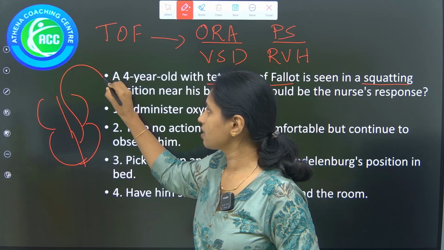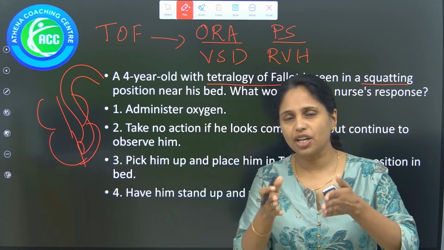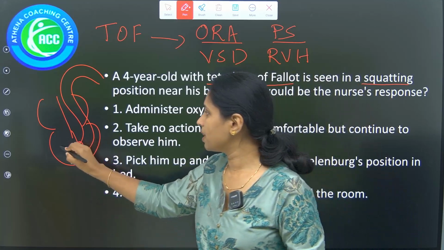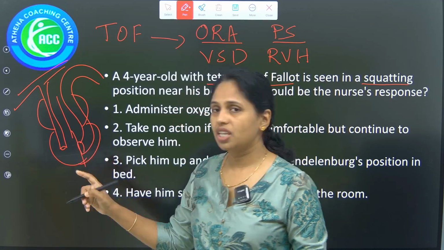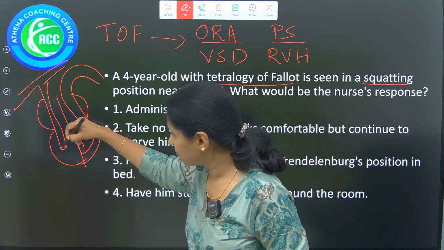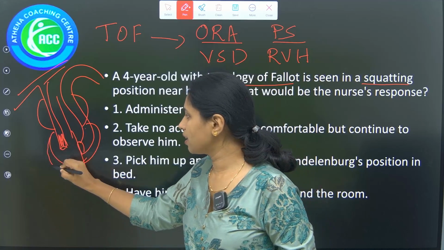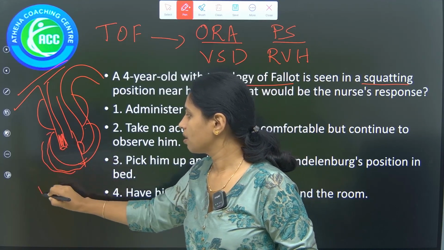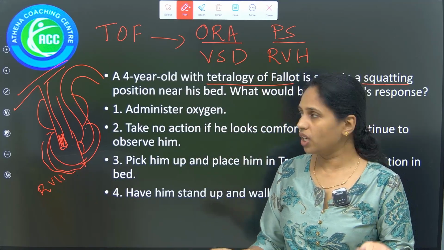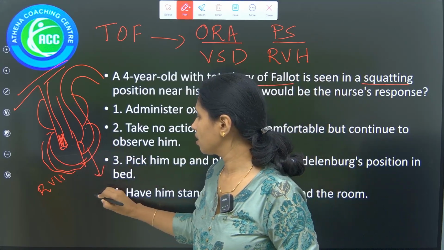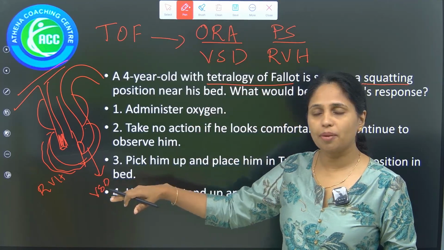Overriding of aorta is this. This is the aorta, but it is deviated towards the right-hand side. Pulmonary stenosis is this. This is the pulmonary artery, but it is narrowed. Narrowed pulmonary artery causes right ventricular hypertrophy. Overriding of aorta causes VSD. So because of this, what happens?